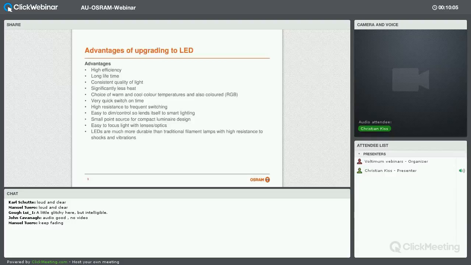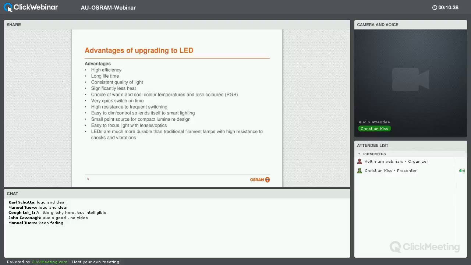You've also got obviously a choice of color temperatures to choose from. So you can have warm LEDs or cool color temperatures, and you've also got highly saturated colors such as RGB, red, green, blue LEDs, which is another advantage of LEDs, as opposed to your traditional technologies where you would have had to use a filter to basically get different colors or use various color tubes which weren't as high in their saturation of colors as LEDs are.